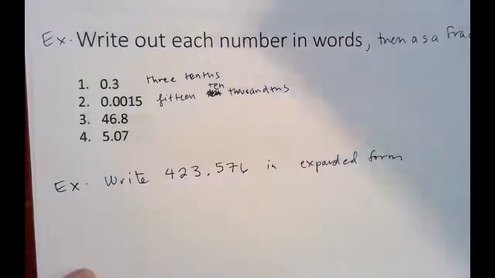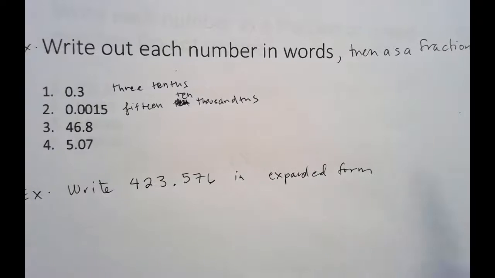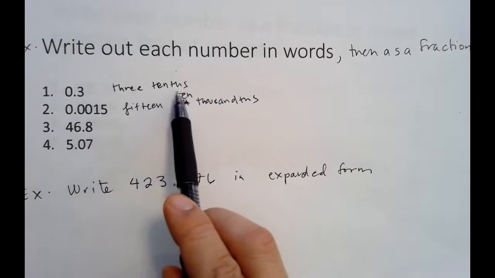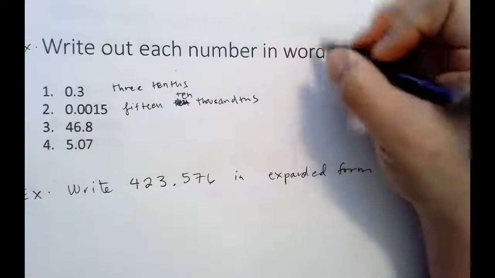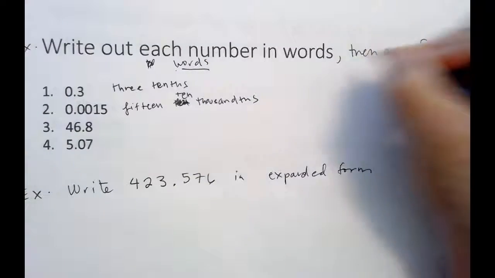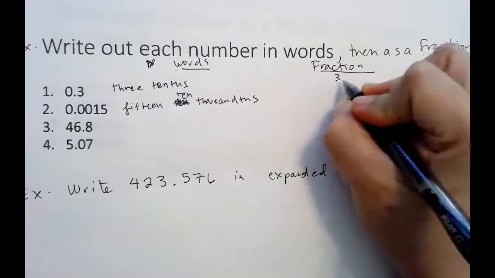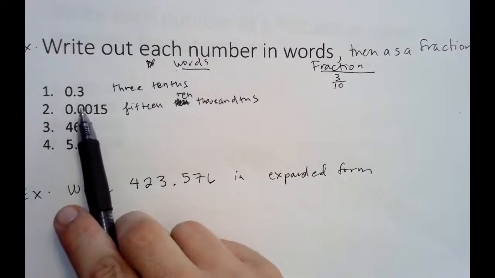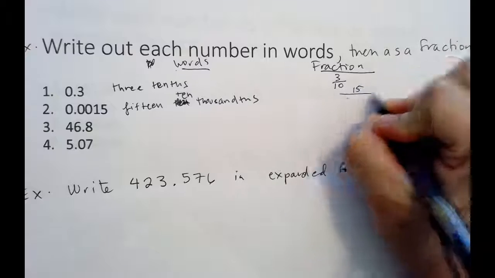So knowing this, let's see if we can write out each number as a word and then a fraction. So here we have 0.3, which is the same as 3/10. This would be words, and then this would be fraction. So as a fraction, it would be 3/10. And then this one is 15 10,000ths. So you have tenths, hundredths, thousandths, 10,000ths. So it would be 15 over 10,000.